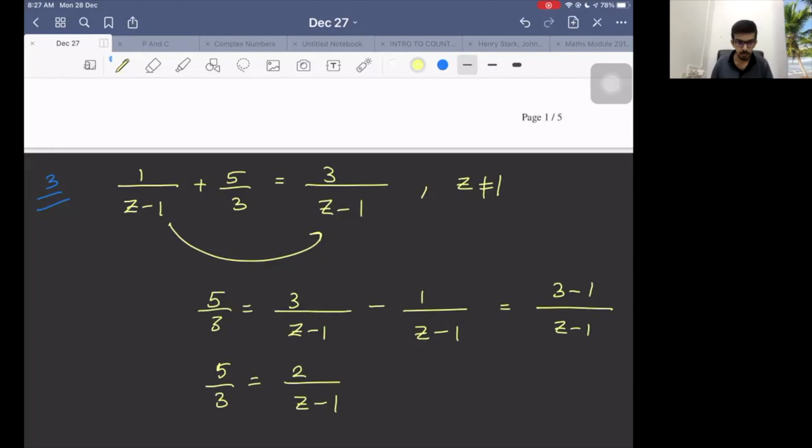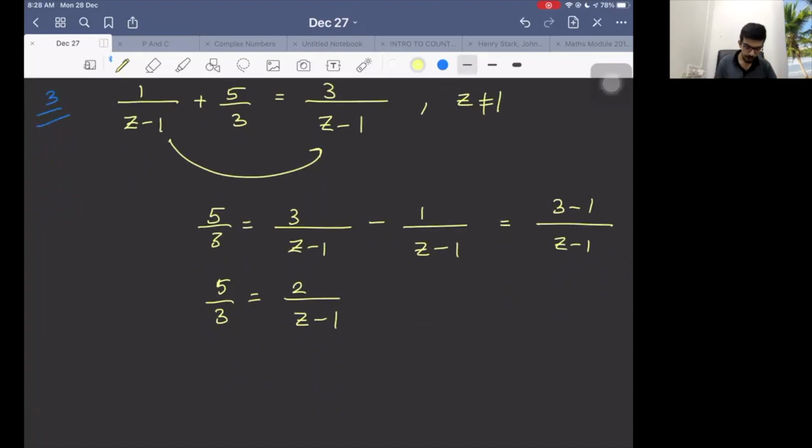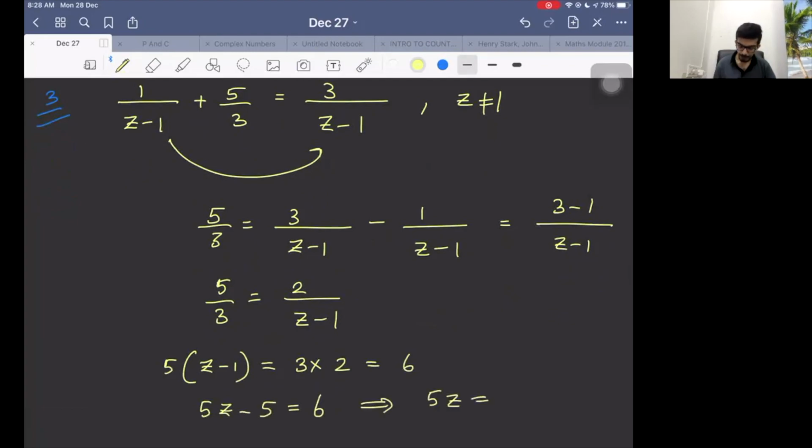This is not a linear equation, because in a linear equation you cannot have terms in the denominator. But just one simple step will make this into a linear equation. You just have to cross multiply. So in the next step, I'm going to cross multiply. 5 times z minus 1 is going to be 3 times 2, which is 6. So I have 5z minus 5 is equal to 6. So 5z is equal to 11, and your z value is going to be 11 over 5.